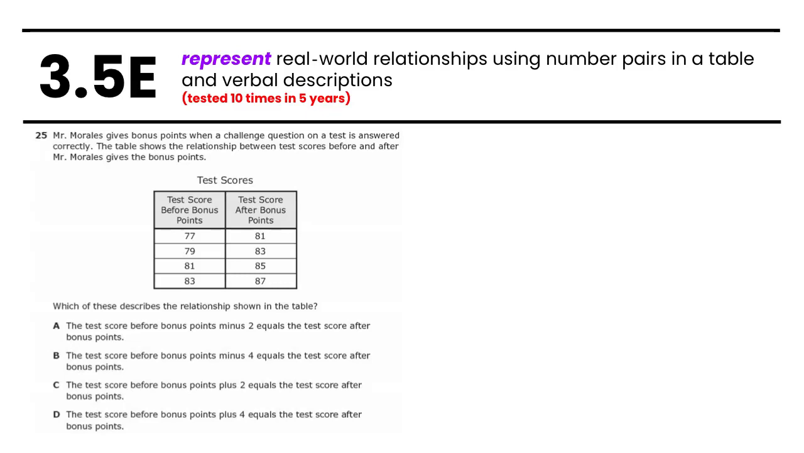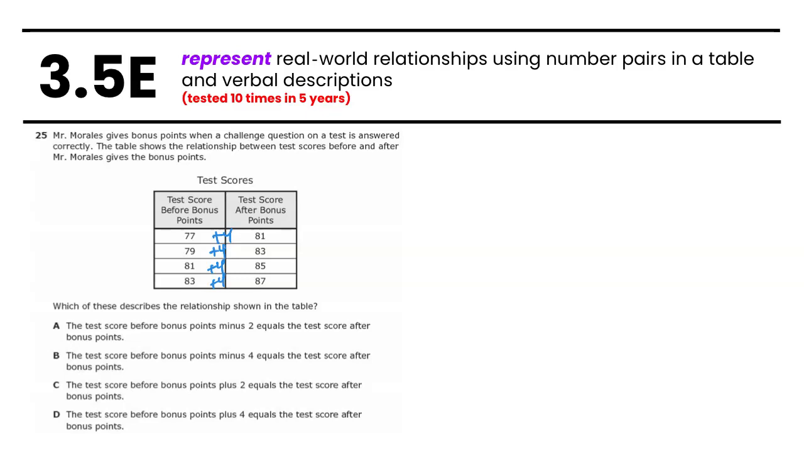We want students to be able to identify patterns in tables. And so what we see in this particular STAR-released question is that the test score before bonus points plus 4 is always the test score after bonus points. And so we want students to be able to identify that pattern, that the right column is always 4 more than the left column. And so students must be able to write this in a sentence, or at least be able to pick the correct sentence from some choices.